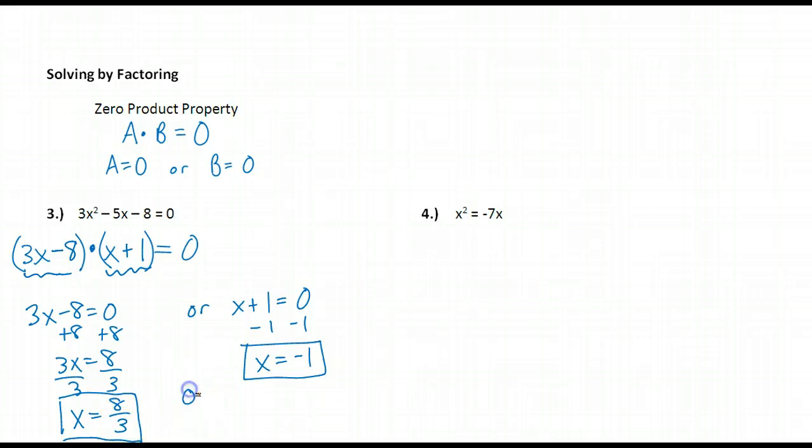If you notice, I actually get two answers for x. X can either be 8/3 or x can be negative 1. The clue that tells me that I have two answers for x is this power right here. Whatever this power is, that will be how many answers I will have when I solve for x.